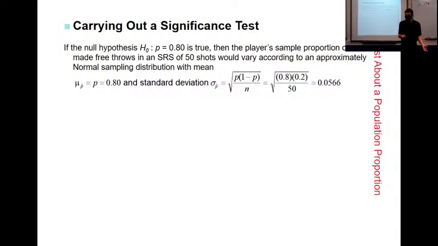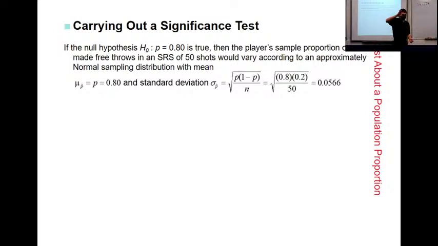That's why I said we're going to use p naught, the proportion of the null hypothesis, which in this case is 0.8. So the mean is 0.8, and the standard deviation is the square root of pq over n, the square root of 0.8 times 1 minus 0.8 over n. So that's going to be our mean and standard deviation.